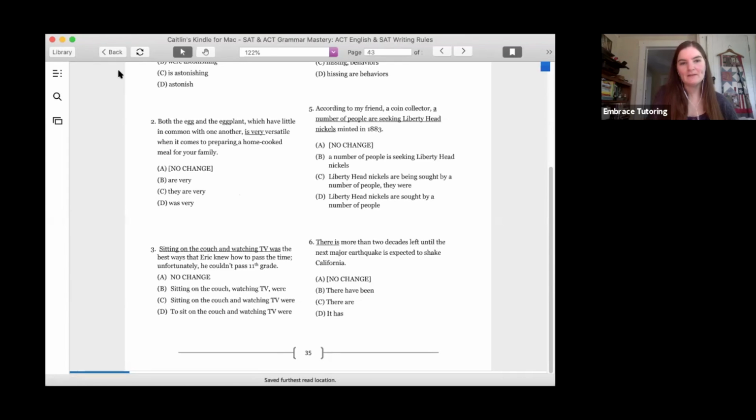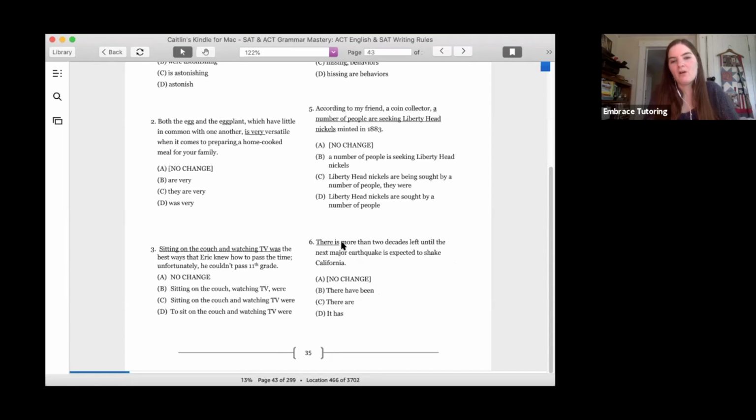So someone said C. So C, there are. That is actually correct. There are more than 2 decades left until the next major earthquake is expected to shake California. Yeah, that makes sense because the phrase within the sentence, the next major earthquake is expected, would be the right verb form for earthquake, which is the subject there.